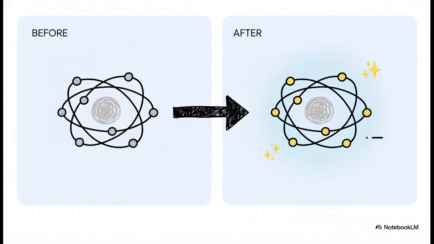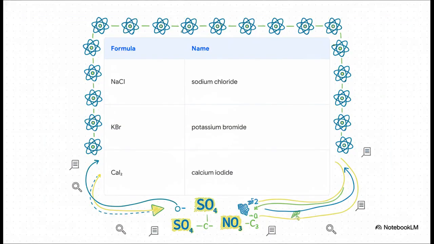Let's see how this plays out with a couple more examples. Okay, so NaCl becomes sodium chloride. Simple enough. KBr is potassium bromide. And CaI2 is calcium iodide. You see that pattern, right? It's so consistent, and that's what makes the system so powerful. It's all about clear communication.